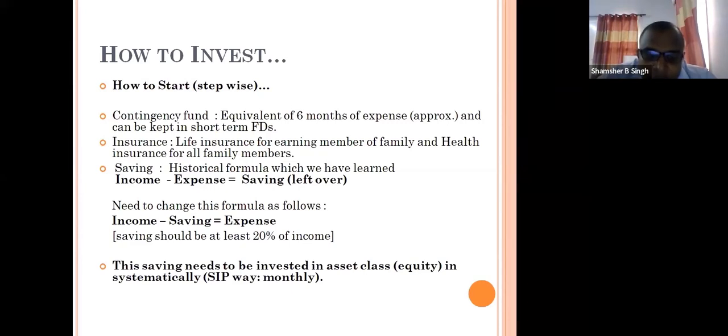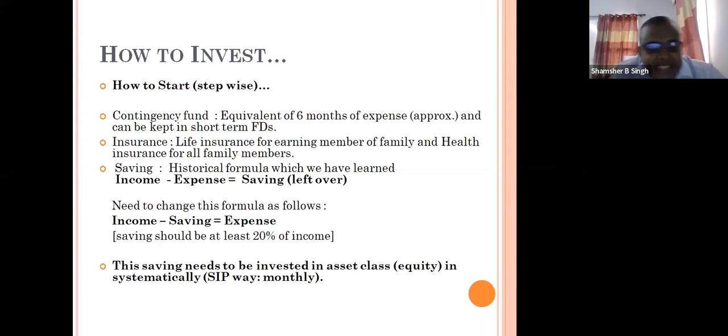We need to pay an equal monthly installment, very similar to that, from our income. Saving has to be kept aside at the beginning, and it should not be the leftover, and expenses should be managed with the leftover. Saving should be at least 20% of whatever is the earning. 20% of the income should be saved.